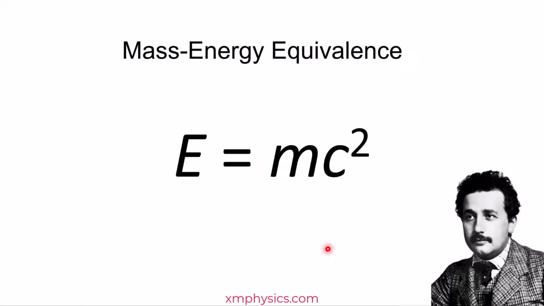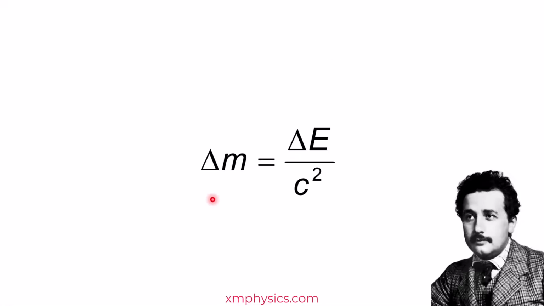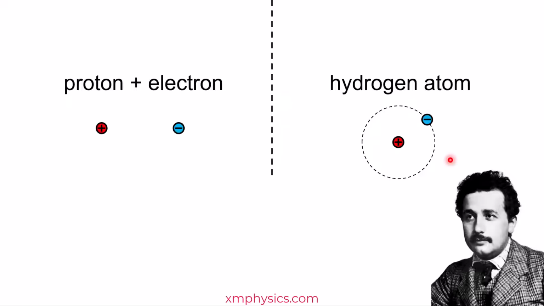Hello, in the previous video we have learned that the mass of a system is equivalent to the energy of the system. Because of this, as the energy of a system changes, its mass also changes. In theory, the total energy of the system when a proton and an electron are bound together to form the hydrogen atom is lower than when the proton and electron are free from one another.